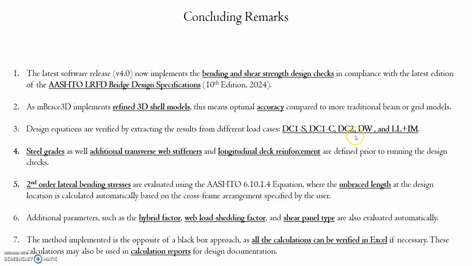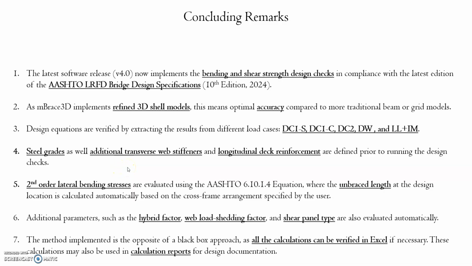You need at least 5 models, possibly 6 if you look at negative bending and maybe the dual truck model for LL plus IM. You are able to model longitudinal deck reinforcement for accurate calculations. There is an option to have additional transverse web stiffeners for shear strength design checks.